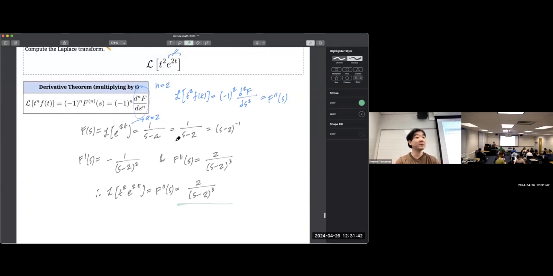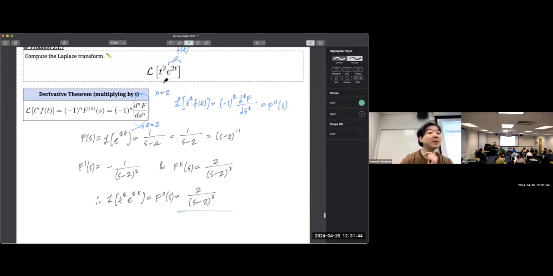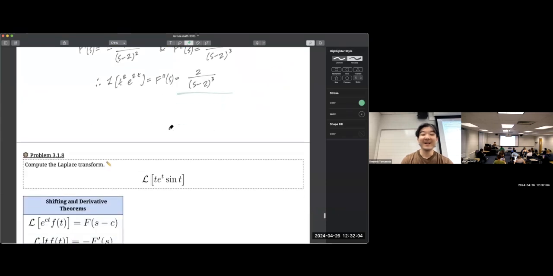I think either would have been fine for doing this one, but the shifting theorem is probably easier, because you're just taking the Laplace transform of t squared, which is just reading from the table, and then just replacing your s with s minus 2. Whereas with this one, you have to take the Laplace transform of e to the 2t, take the derivative of it, and then take another, and derivatives are harder than just replacing s by s minus 2.